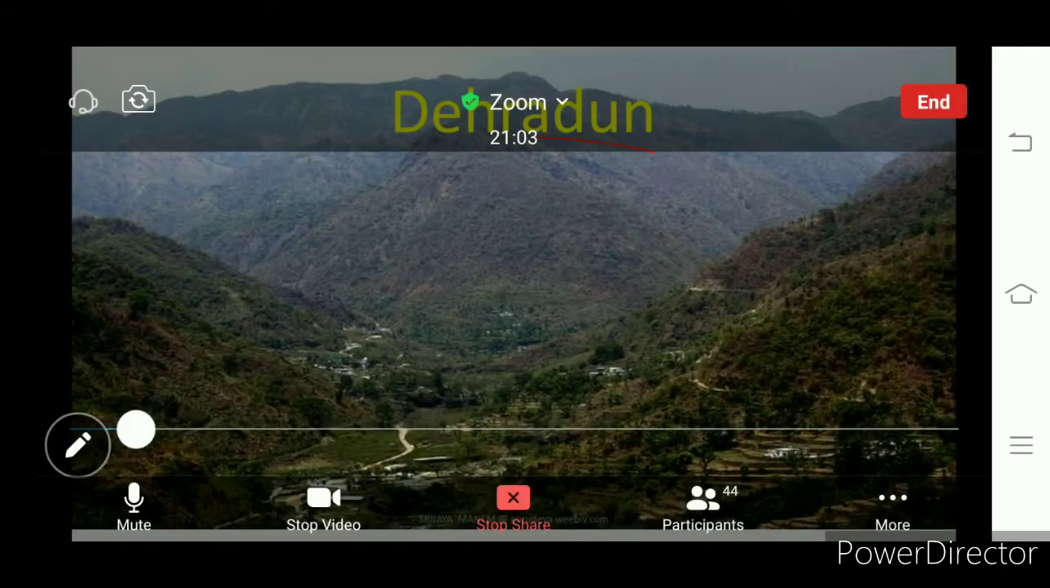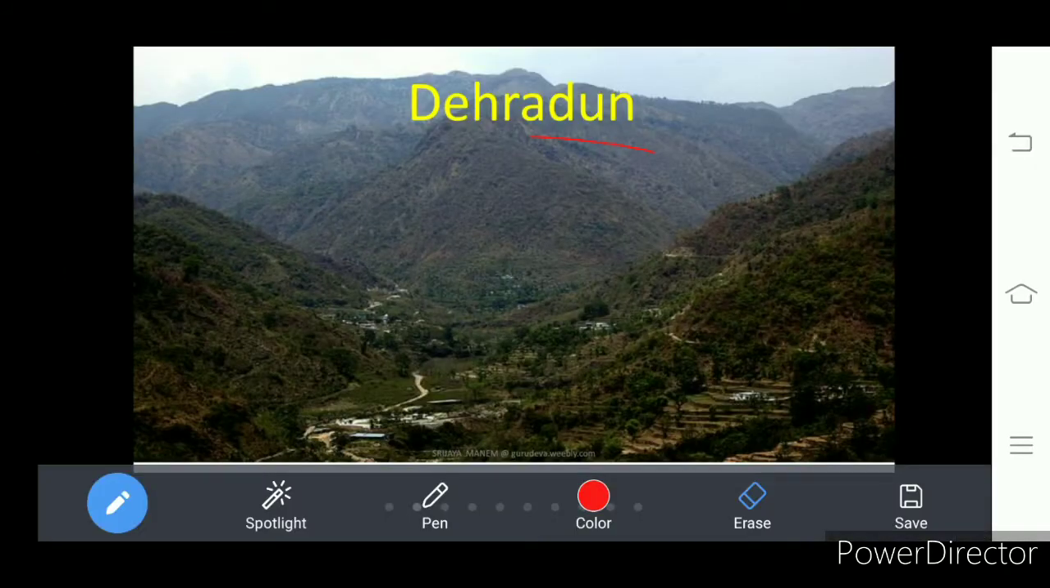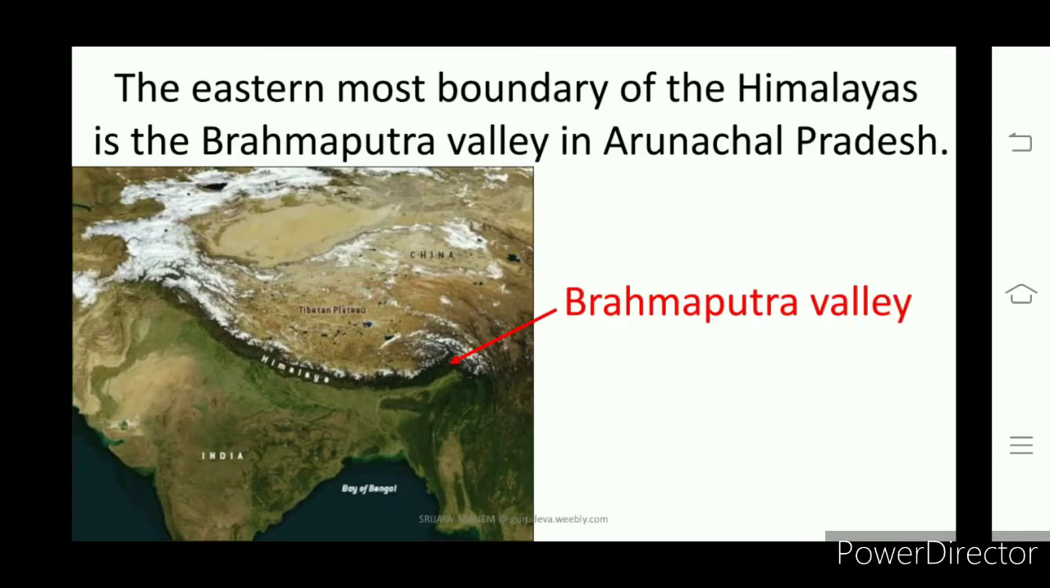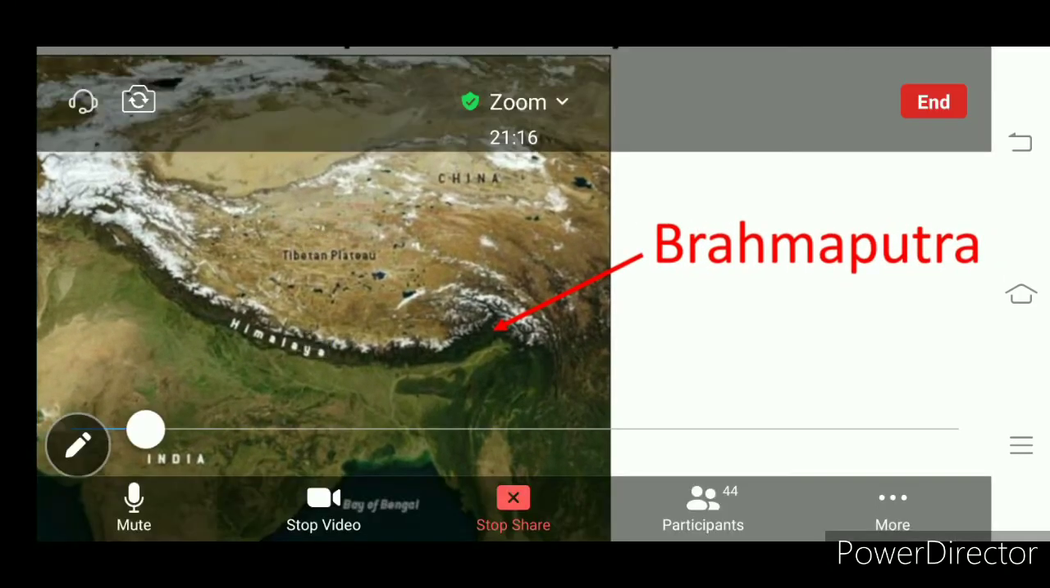Next, I'll show you the Brahmaputra Valley, in the eastern part of India. Okay, see, this is what we call Brahmaputra Valley.